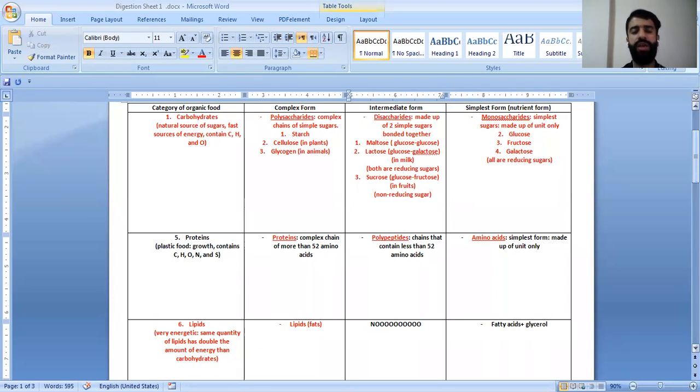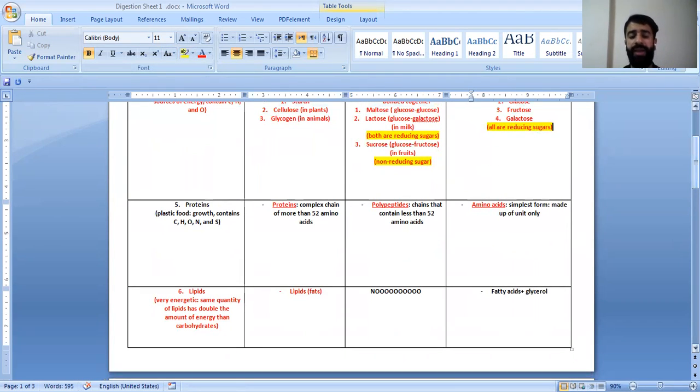As a quick revision, for carbohydrates we have 3 forms. Complex form is called polysaccharide. Intermediate is called the disaccharide. Simplest form is called the monosaccharide. You have to know the details about the polysaccharide and the disaccharide, but don't focus on reducing or non-reducing sugars. They are not important right now. Afterwards, we'll focus on these. Monosaccharides are only one unit, like glucose, fructose, and galactose. Also, don't focus on reducing sugars these days. Afterwards, we'll focus on this.